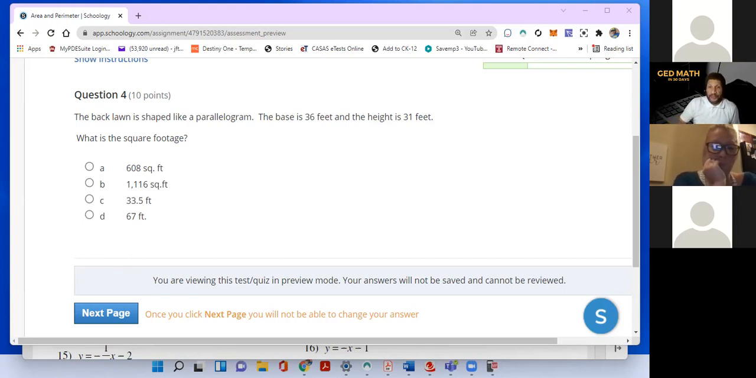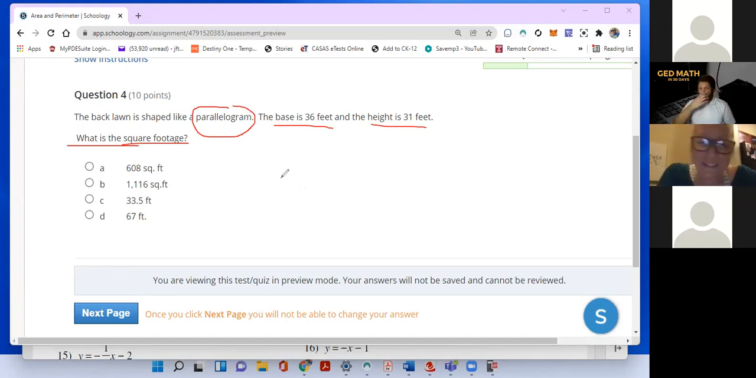What's important in this question? The base and the height. What else? What is the square footage? And what else? The lawn is shaped like a parallelogram. That's the most important thing, because that's where we get our formula from our formula sheet. If somebody can look on a formula sheet, how do you find the area of a parallelogram? It says base and height. I'm thinking of a triangle, base times height.